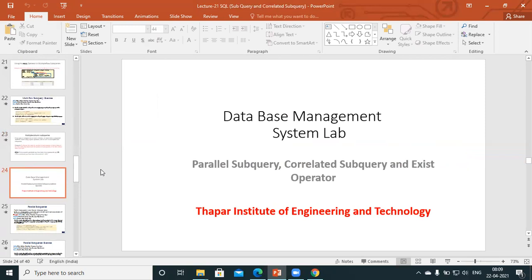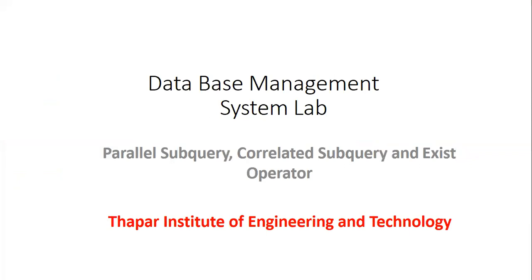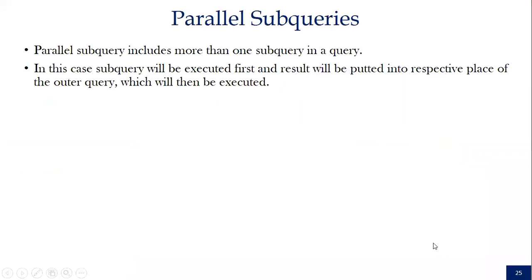Now in today's session, we are going to start with the parallel subquery, correlated subquery, and the exists operator. First we will start with the parallel subquery. A parallel subquery includes more than one subquery in a query. In this case, the subquery is executed first and its result is put into the respective place of the outer query, which is executed afterwards. It is similar to the subquery, where we can write multiple subqueries in a query. All the multiple subqueries are executed in parallel for different conditions.